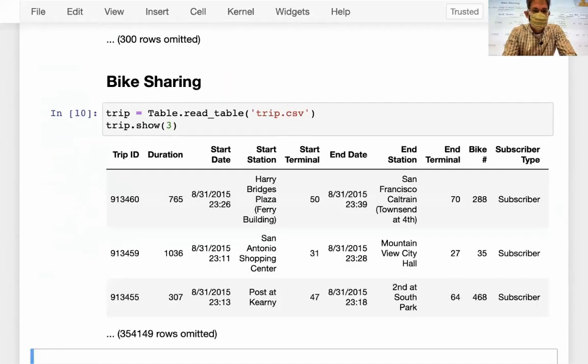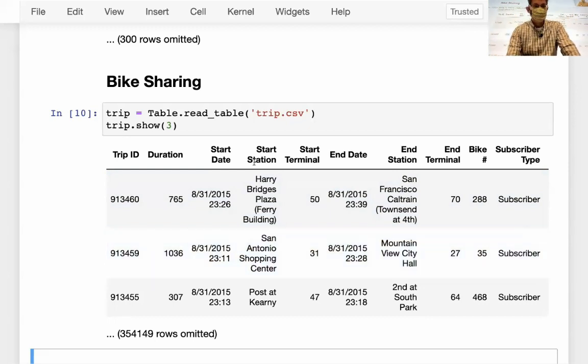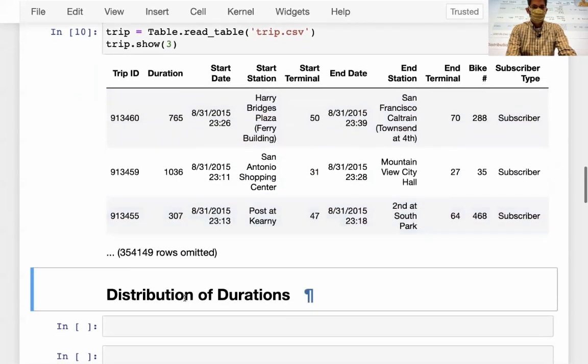Here's the table of trips. Each trip gets some random number, the duration in seconds, when it started, where it started, what position in the rack of bikes it was taken from, when it ended, where in the rack of bikes, the bike number, so which bike it was, and then there was a column about people, whether they were subscribing or whether they were just individual use. Questions about the data? How many bike trips were there? Well, we have 3 here and another 354,000 of them. This is a little bit larger data set than we've been dealing with most of the time. So what can we learn about it?